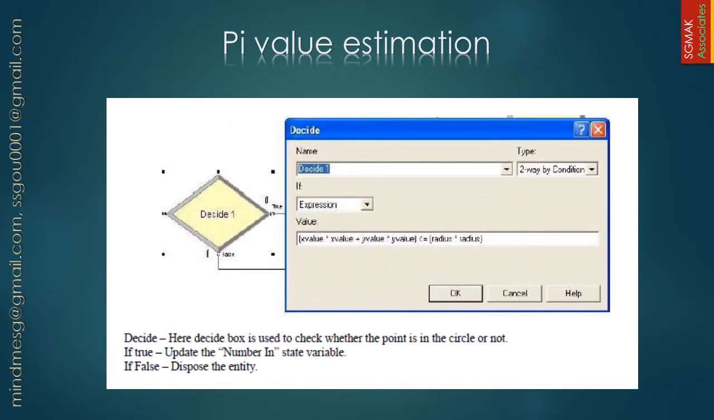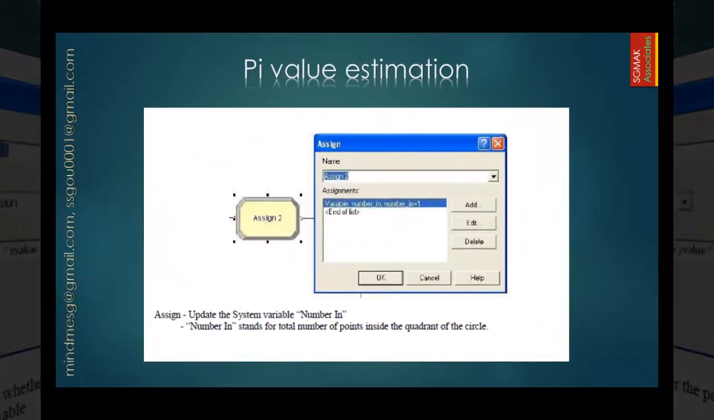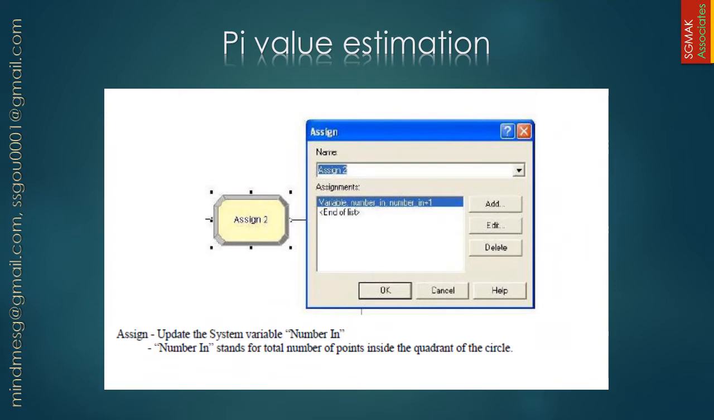A batch size is specified in the simulation model. Batch size decides how many entities are to be tried in that particular simulation run. The last entity of the batch is used to estimate the value of pi by using the following relation.